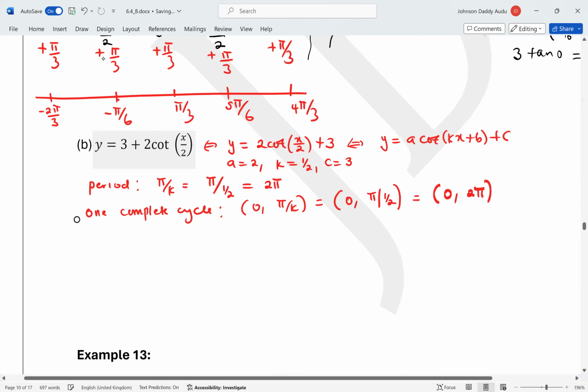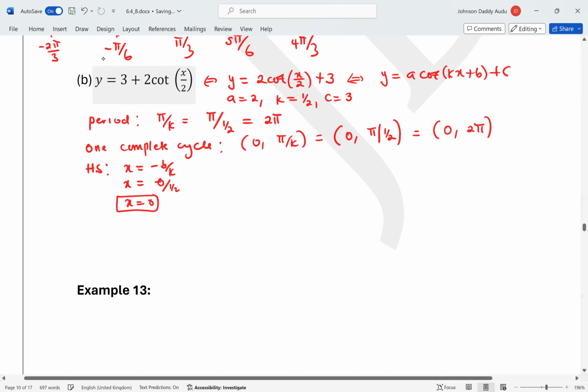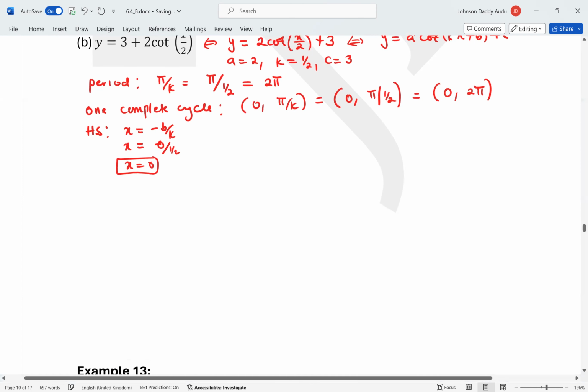So this is what we need, but we also have a horizontal shift for this graph. The horizontal shift is minus b over k. b is 0, so it's just going to be 0 over whatever k is. So x equals 0. It means there's actually no horizontal shift, so we're going to start from 0.